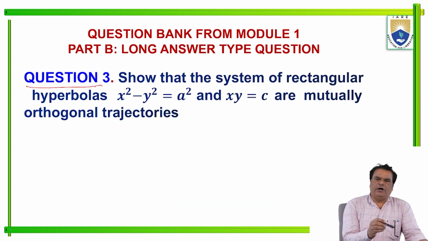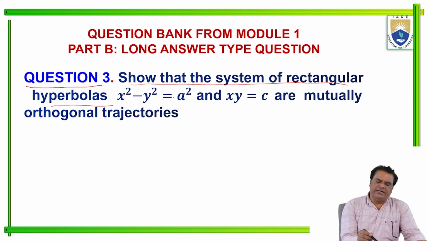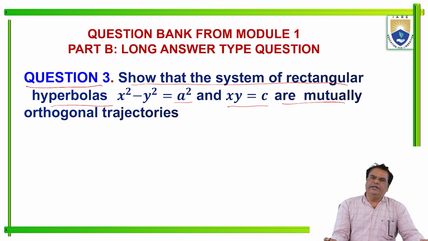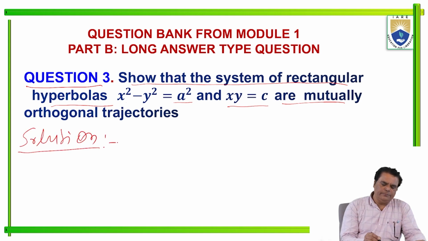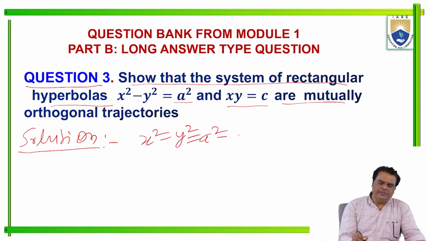Next question, problem 3. Show that the system of rectangular hyperbolas x square minus y square equal to a square and xy equal to c are mutually orthogonal trajectories. So solution: x square minus y square equal to a square, this is equation 1, and xy is equal to c, this is equation 2.